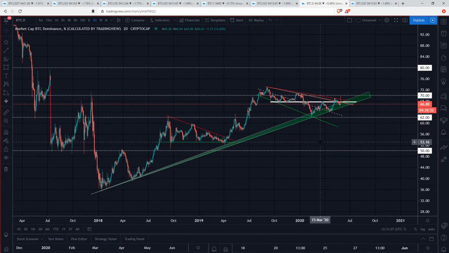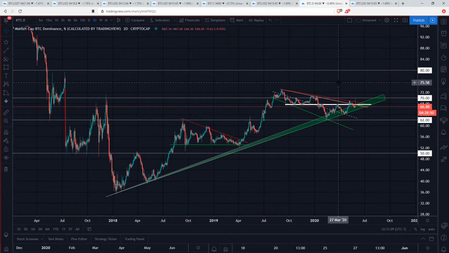Bitcoin is slowly accumulating more of the market share, so I'm a little bit more hesitant on entering any alts until we see that shift to the downside. I just feel more comfortable looking at BTC for strength because it is gaining back market share.